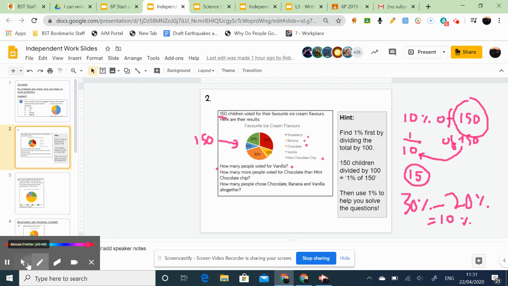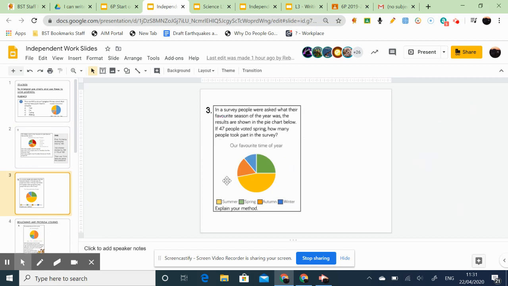Let me just change to pointer. Right, let's have a look. In a survey, people were asked what their favorite season of the year was.